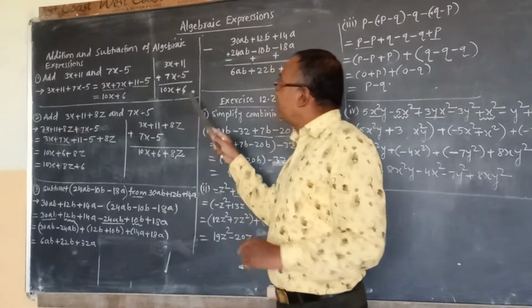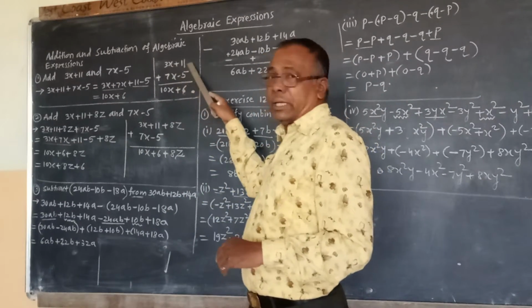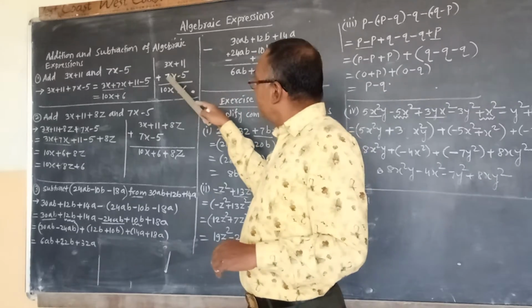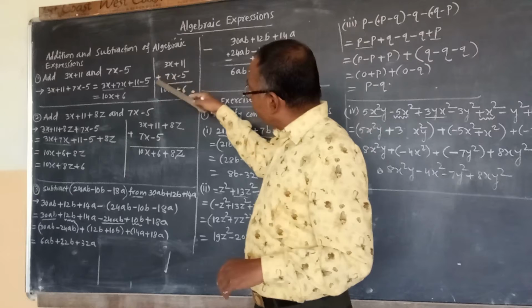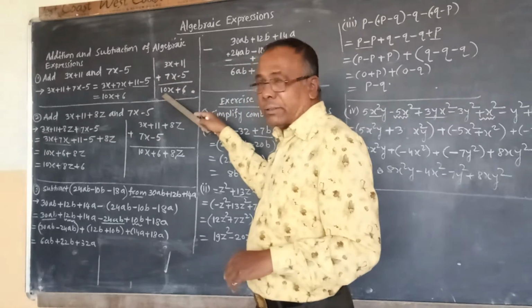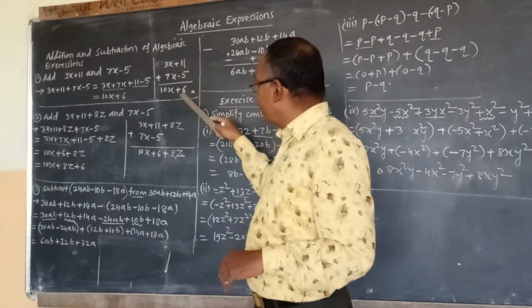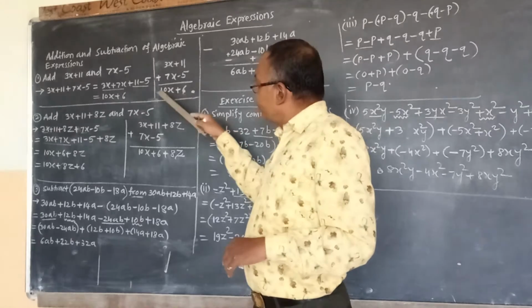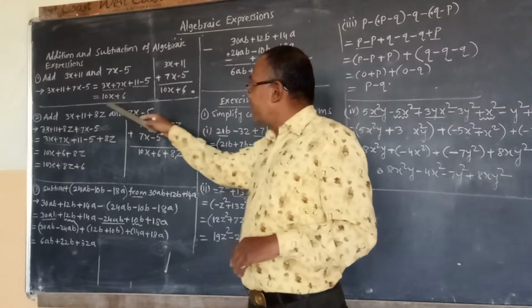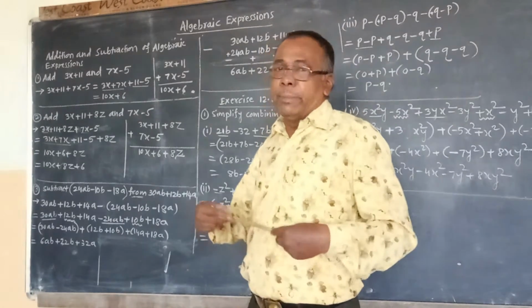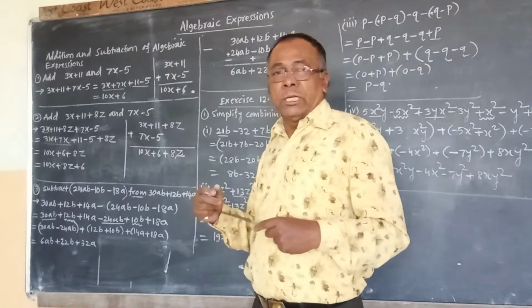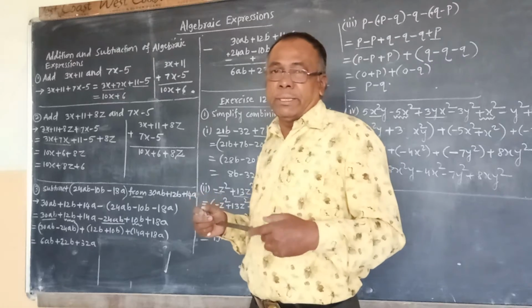In the horizontal method, we write first 3x plus 11 and 7x minus 5. Here 3x plus 7x will be 10x, and 11 minus 5 will be plus 6. So again 10x plus 6, the same answer by both methods, the horizontal method as well as the vertical method.